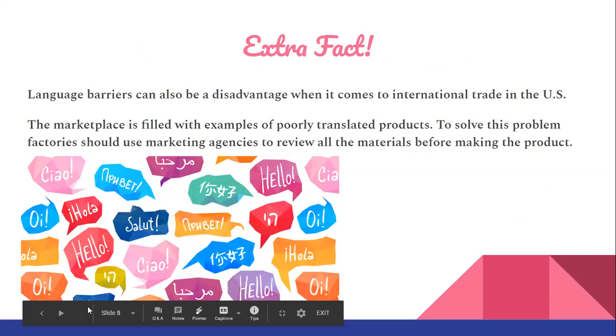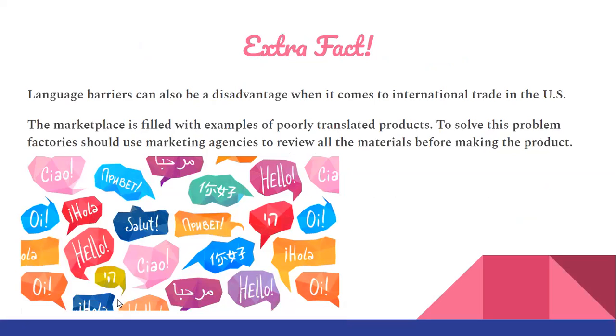Extra fact. Language barriers can also be disadvantages when it comes to international trade in the US. The marketplace is filled with examples of poorly translated products. To solve this problem, factories should use a marketing agency to review all the materials before making the product.